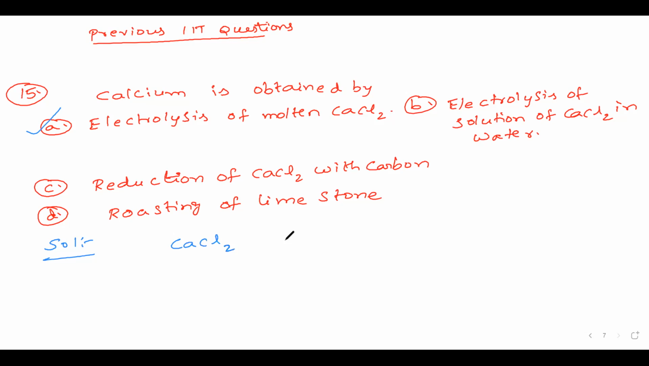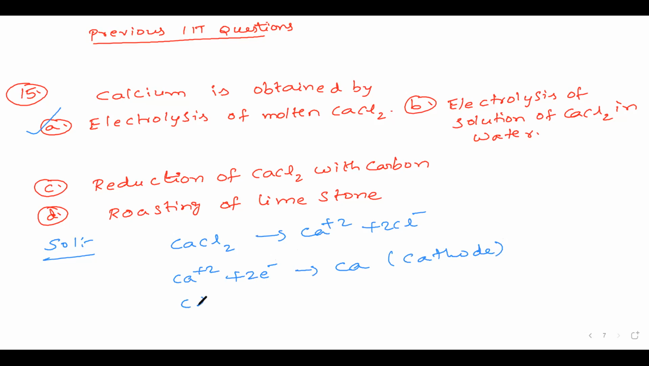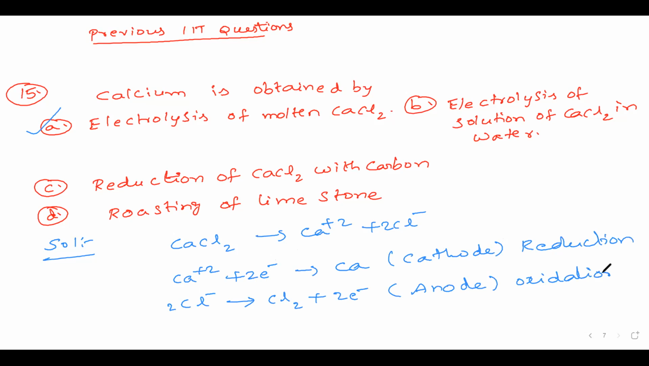chloride electrolysis, what happens? It forms calcium ions plus chloride ions. So these calcium ions gain 2 electrons and form calcium metal at the cathode, and 2 chloride ions lose 2 electrons and form a chlorine molecule plus 2 electrons, that is at the anode. So at the cathode reduction takes place and at the anode oxidation takes place. So this is possible only if you take molten calcium chloride, only molten calcium chloride.